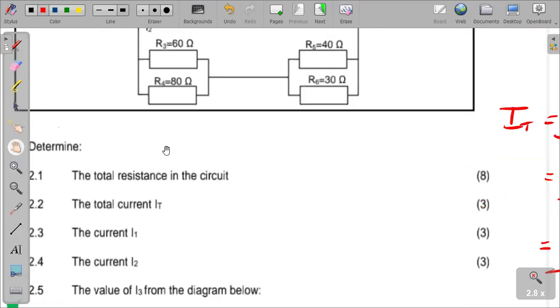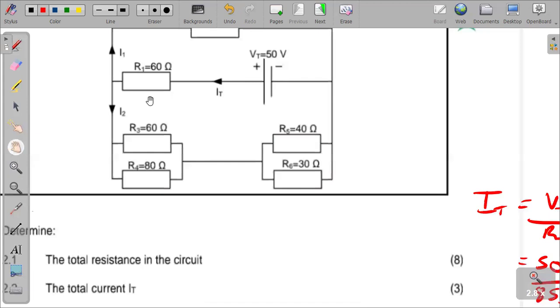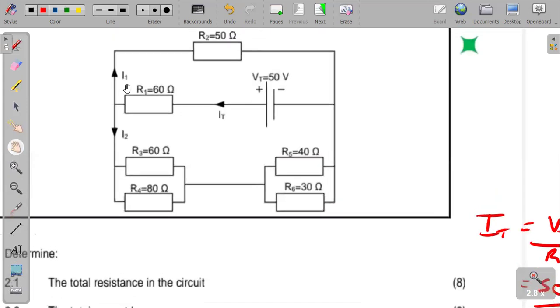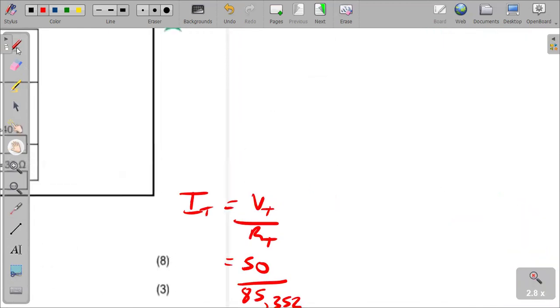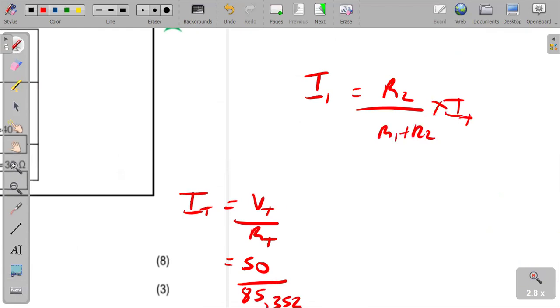Calculate the current I1, which is this current through this branch. That's the one the examiner is now asking us to calculate. There are a number of ways to calculate that, right? I will quickly explain. Number one, there is what we call the current divider rule. The current divider rule simply states that I1 is equal to R2 over R1 plus R2 multiplied by I total.